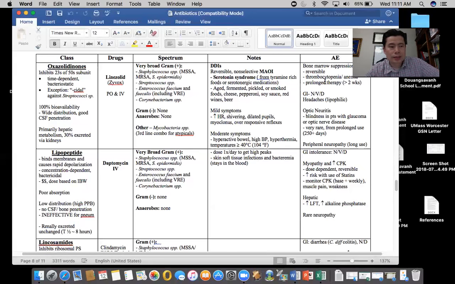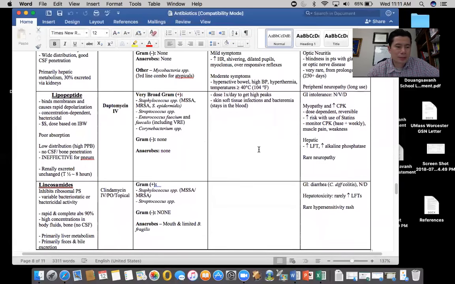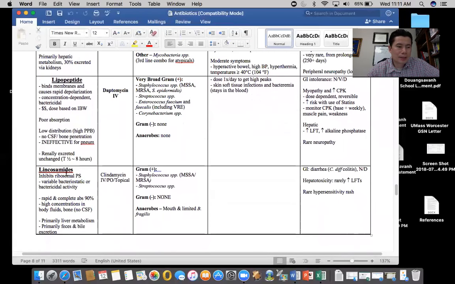It can also cause bone marrow suppression. I didn't know that one either, but be aware that Zyvox can cause reversible thrombocytopenia, and prolonged therapy, up to 2 weeks, can cause bone marrow suppression. Daptomycin, a lipopeptide, we don't use that too much around here. It's probably really expensive. And clindamycin is a lincosamide. I didn't know that either.